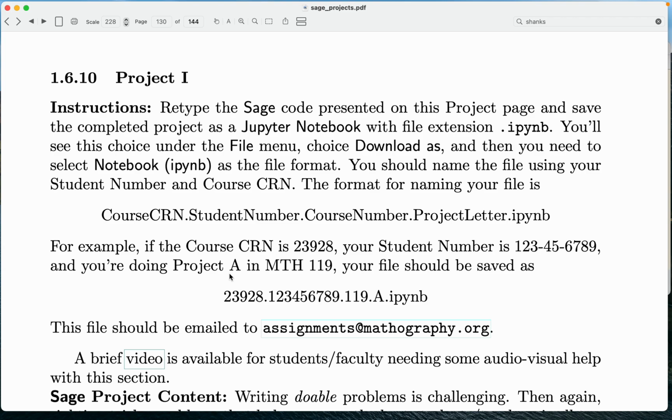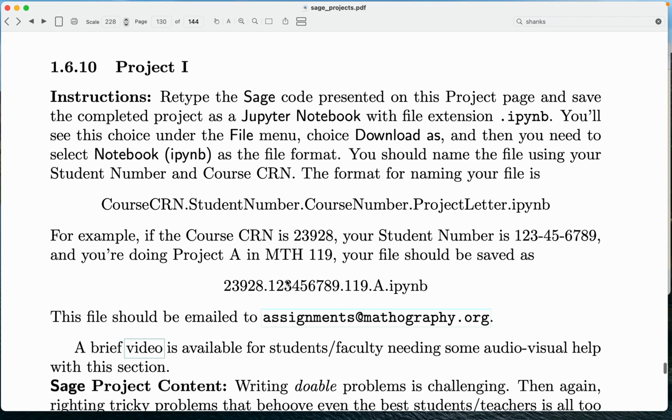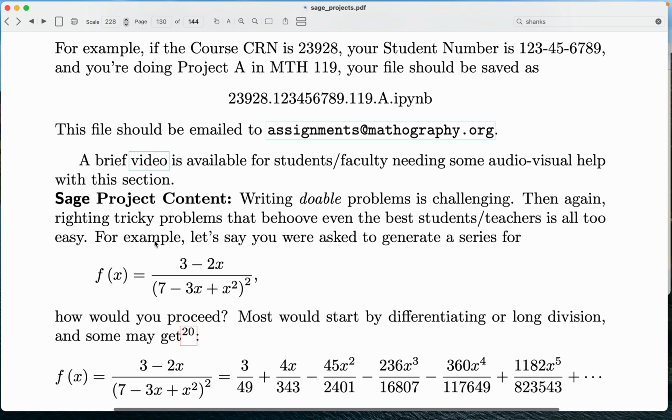Okay, we're on Project I, Math 122. It's about running Sage as it relates to what you're doing in Math 122. Just to read over this, it says, writing doable problems is challenging. Then again, writing tricky problems that bedevil even the best students and teachers is all too easy, and it's true. It's really easy to write tricky problems.